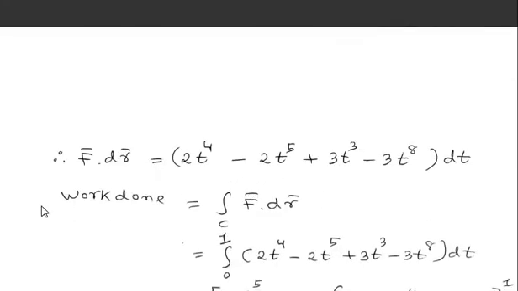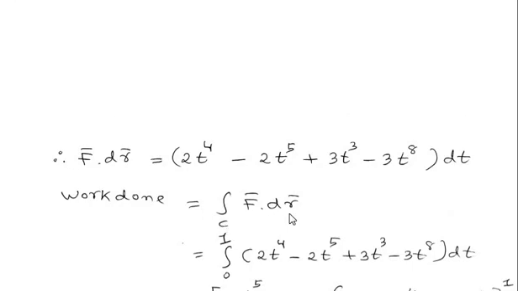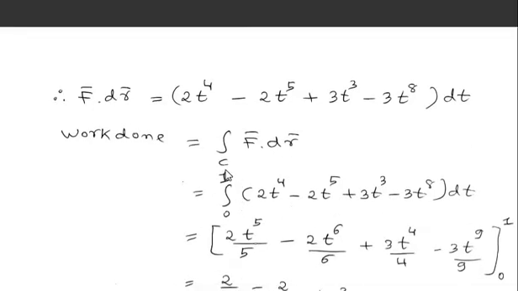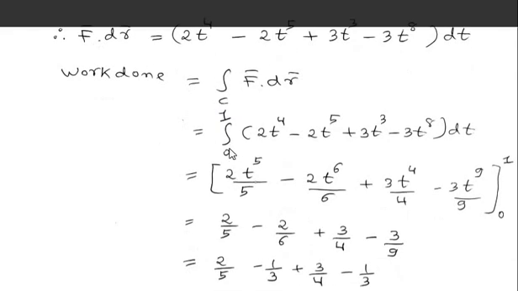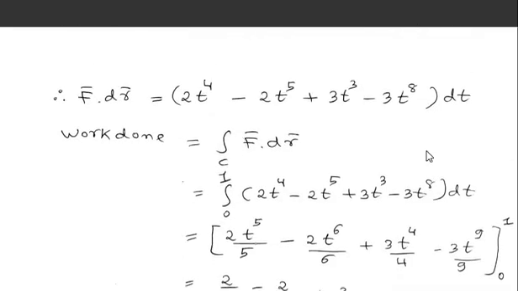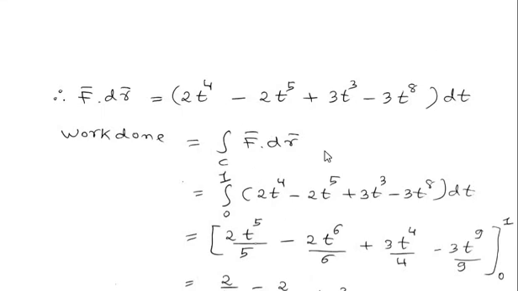Okay. Now work done, that is integration of F bar dot dr bar along the given curve C. Here the limit of t is given to us, that is from 0 to 1. So integration from 0 to 1, and F bar dot dr bar, that is this function, that is (2t⁴ − 2t⁵ + t³ − 3t⁸) dt. Now we have to integrate this function.